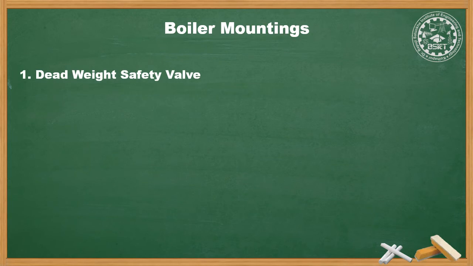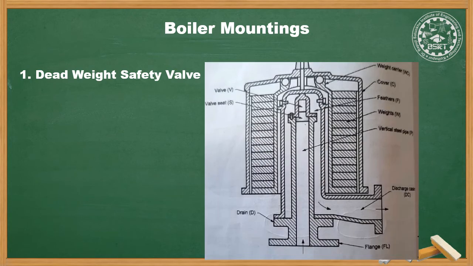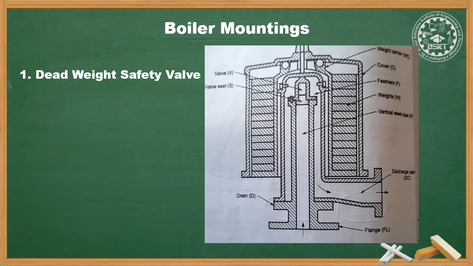First one is a dead weight safety valve, as shown in the figure below. The function of the dead weight safety valve is that when the pressure inside the boiler increases beyond the design pressure, the valve V, as shown in the figure, lifts up and the steam is thrown out, protecting the boiler from bursting. This valve is unsuitable where extensive vibration and movement occur, and also not suitable for high working pressure which requires heavy load.